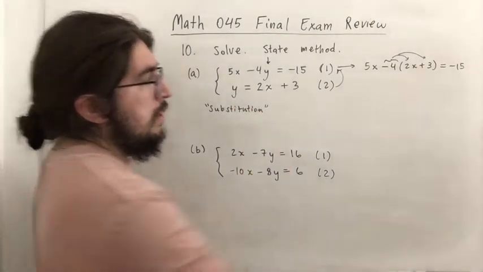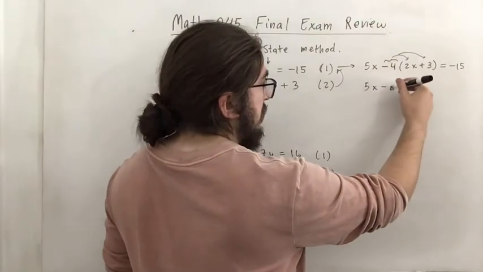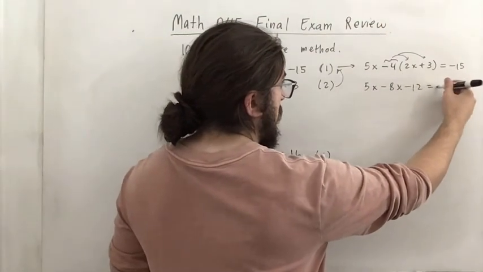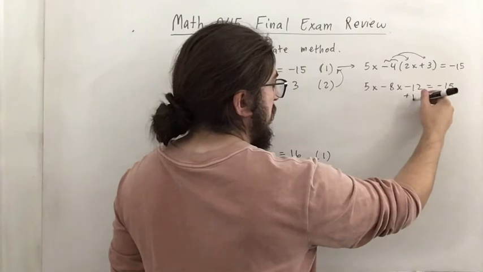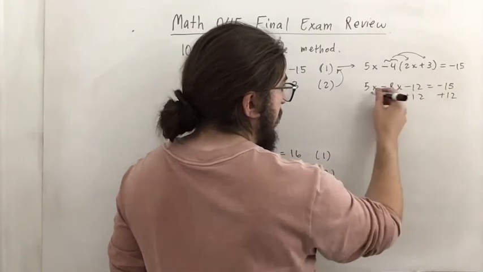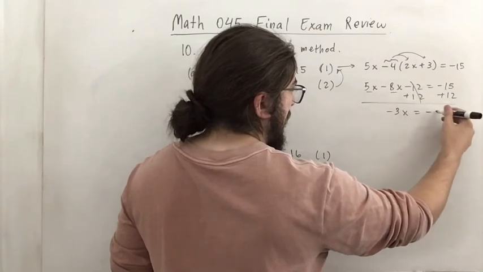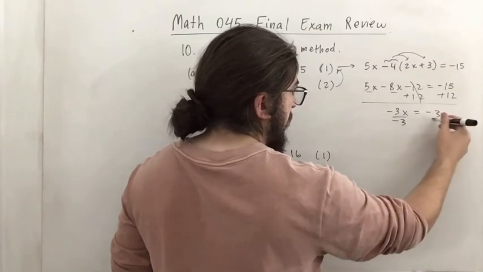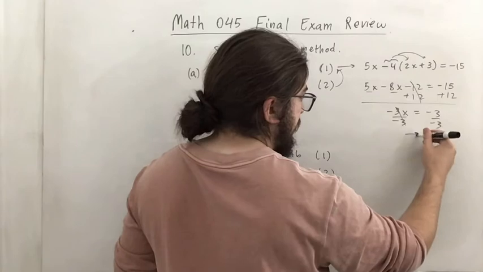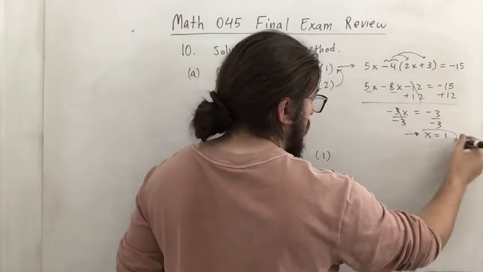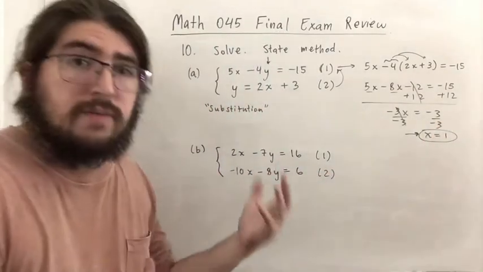Okay. So we have 5x minus 8x minus 12 is equal to negative 15. Pretty simple to solve. Add 12 to the other side. Combine those to negative 3x. So we get negative 3x equal to negative 3, divided by negative 3, then we get x is equal to 1. Which is not our solution, but it's part of our solution.